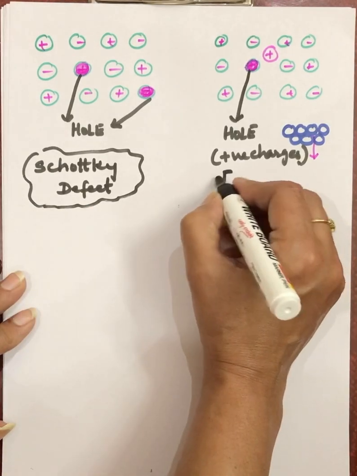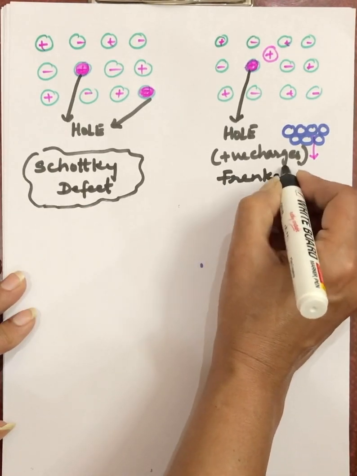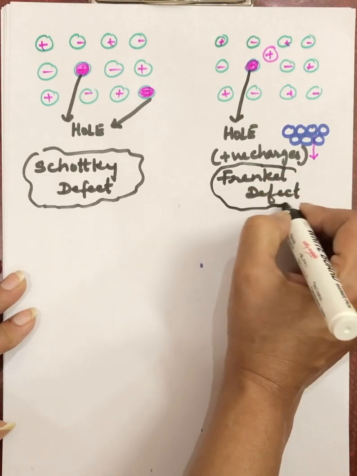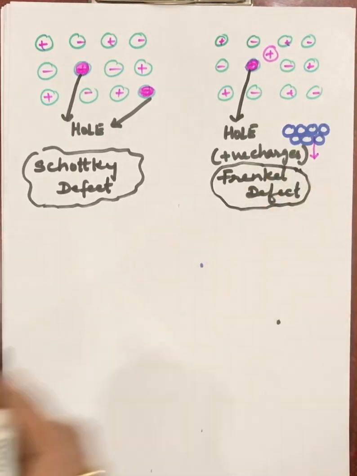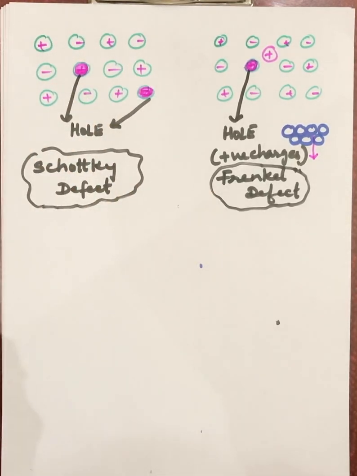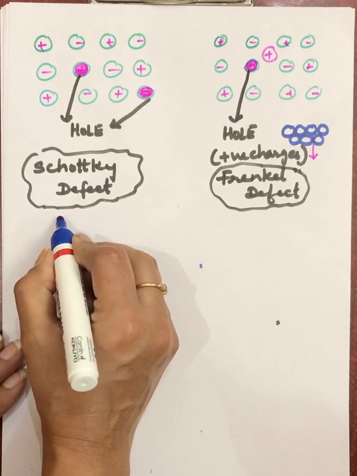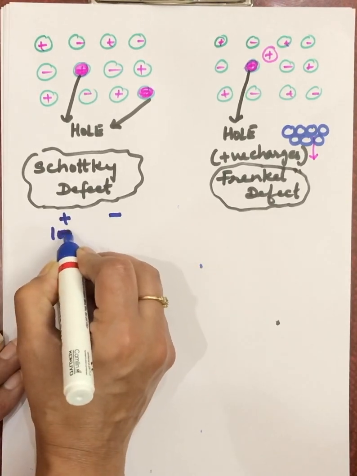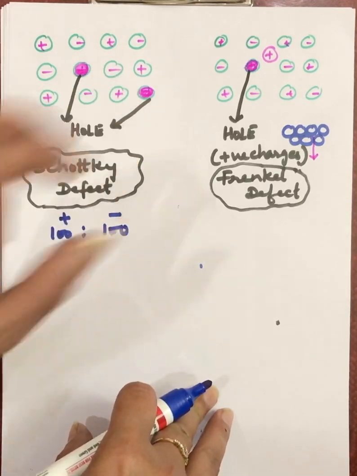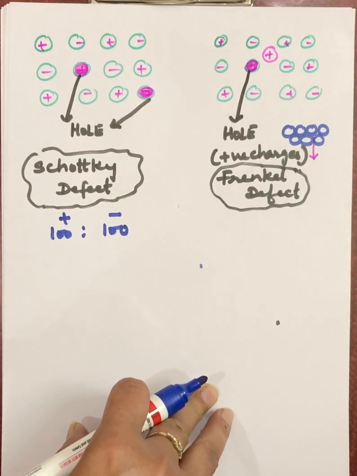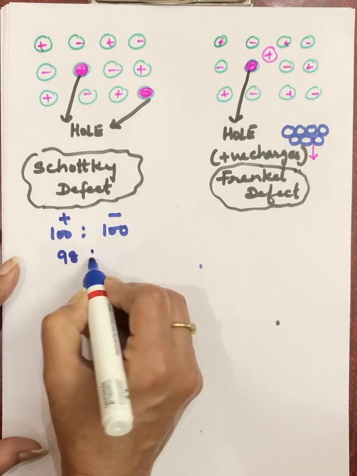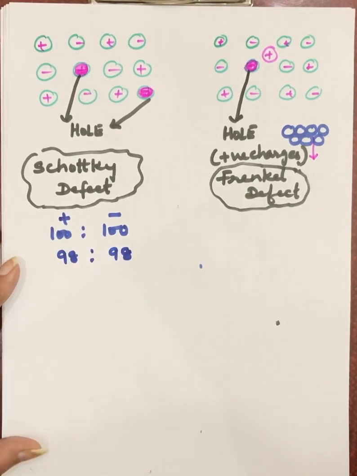And this one is Frenkel defect. These are the two types of the stoichiometric defects. So see, if in this crystal there are 100 cations and 100 anions, the ratio is 100 is to 100. And if an equal number of cations and anions are missing, suppose 2 cations are missing, then 2 anions will be missing. Now it will be 98 is to 98.